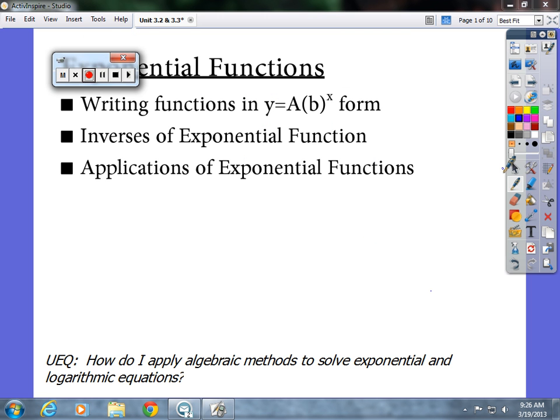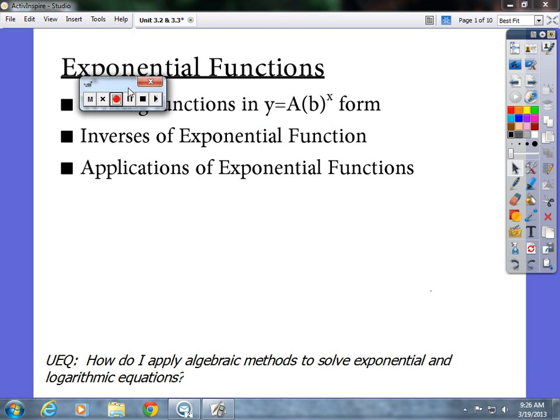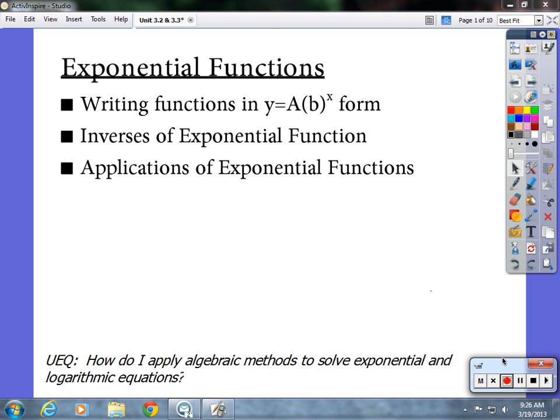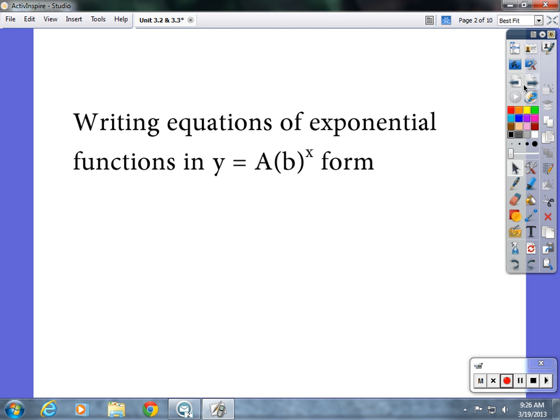Okay, exponential functions. This comes from chapter 3 of our pre-calc course, mainly the first and second sections of chapter 3. We're going to work on writing functions in y equals a times b to the x form, inverses of exponential functions, and applications of exponential functions. So let's get started.